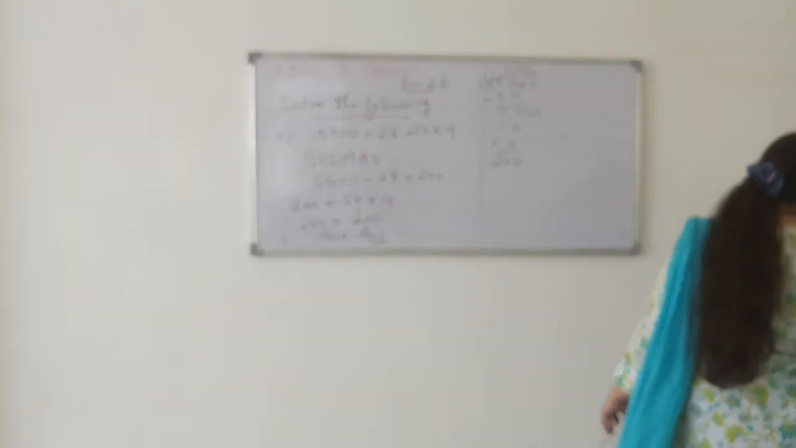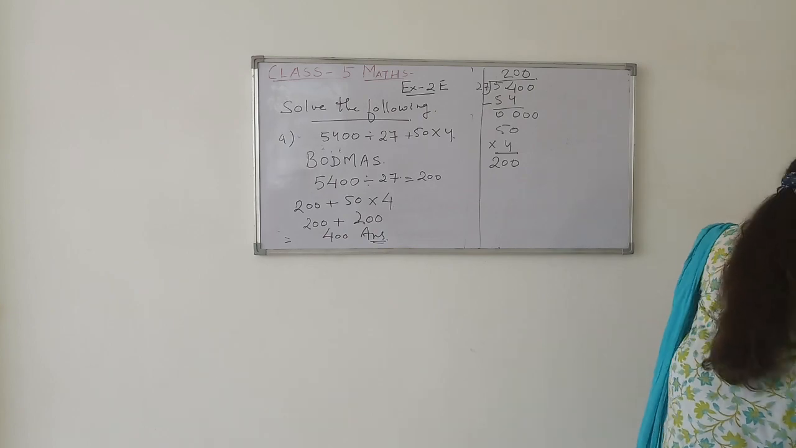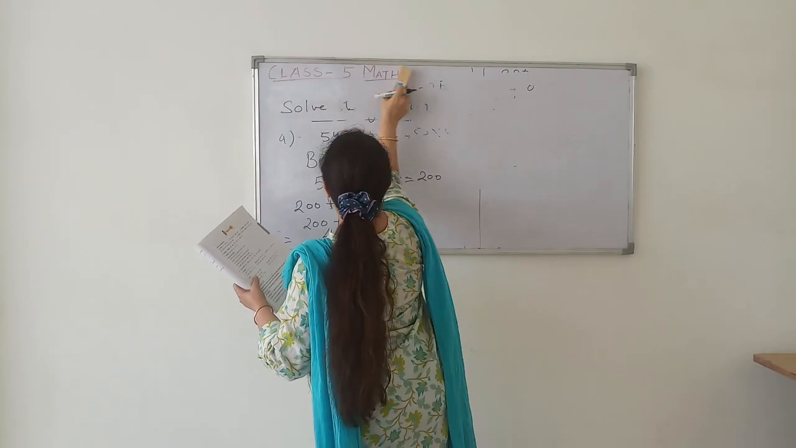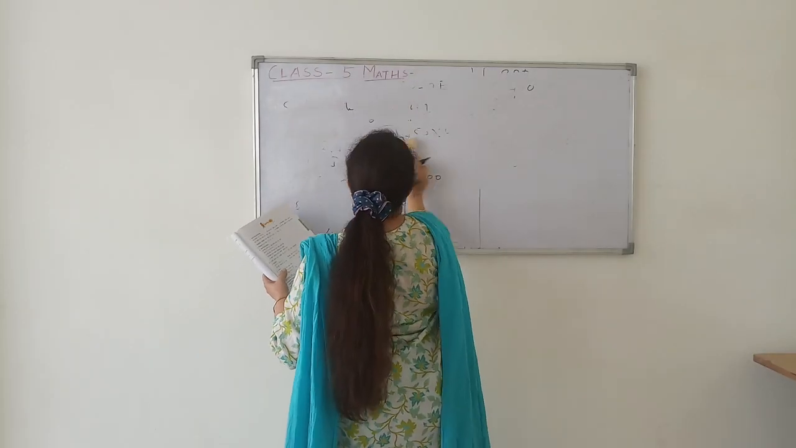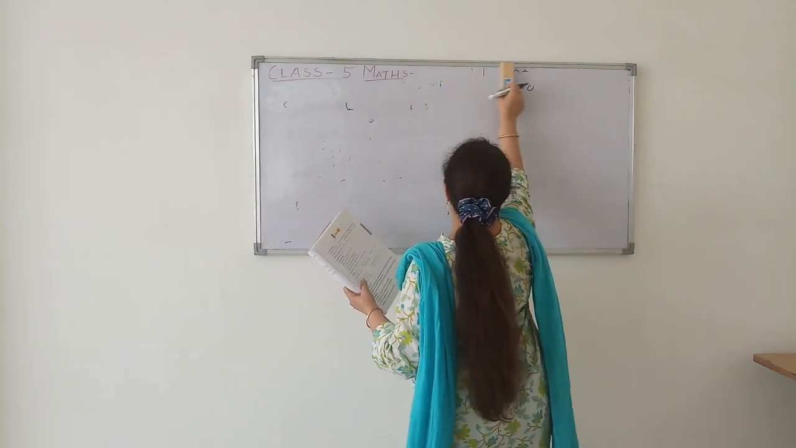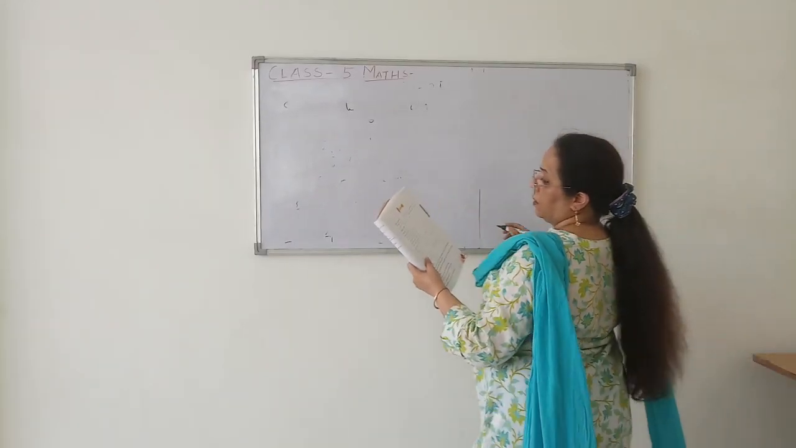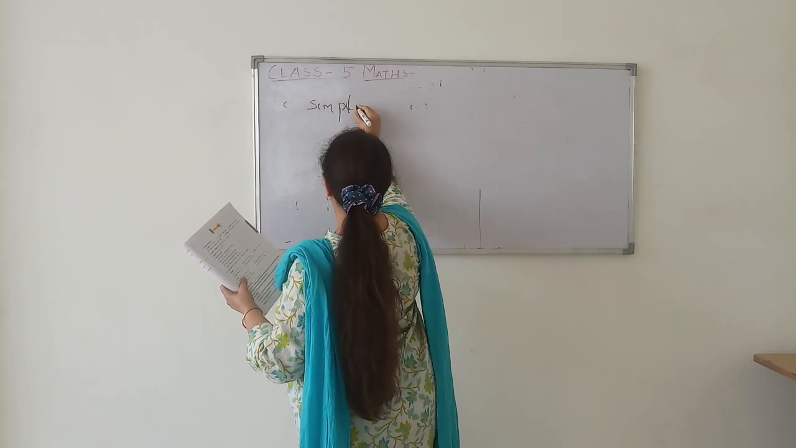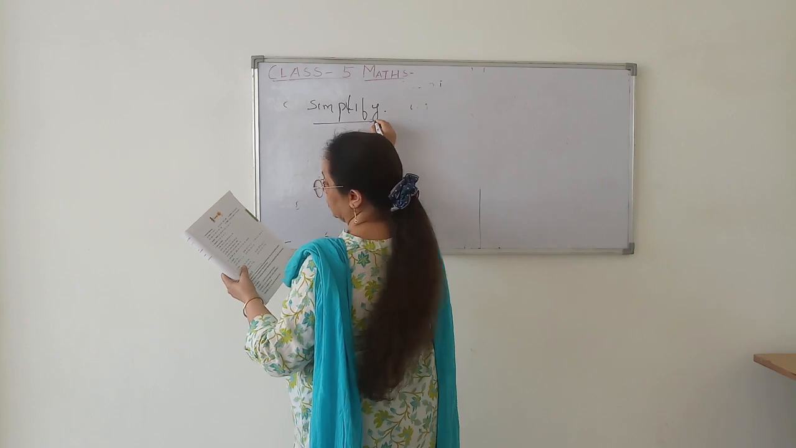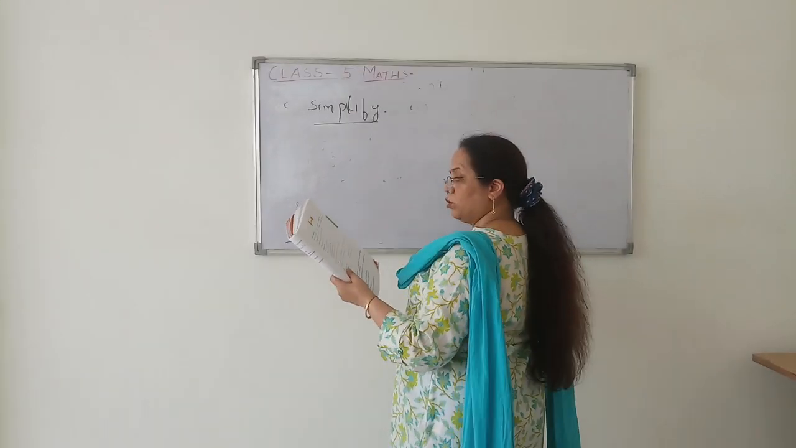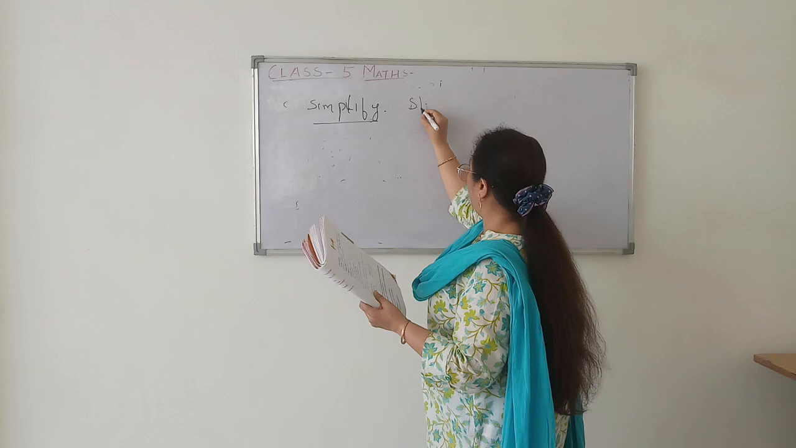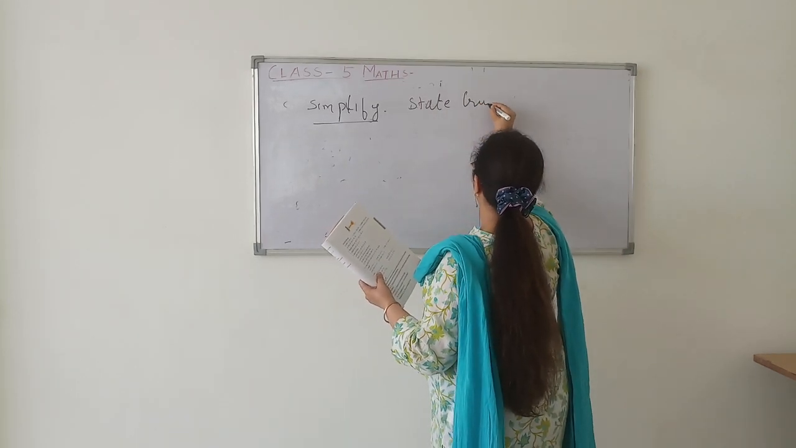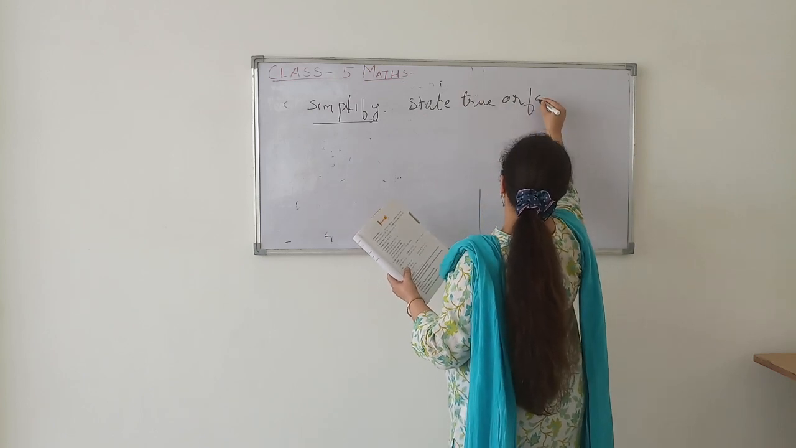Now going to the next sum, we will see simplify. Now the next sum, it is also a simplification, that is to state true or false.